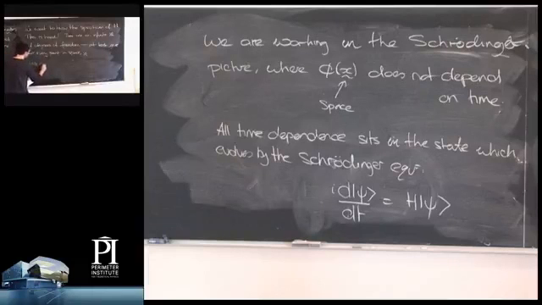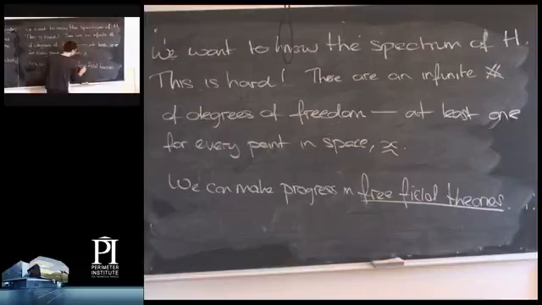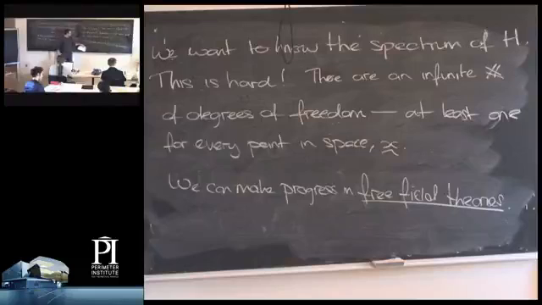Okay, so we can make progress in free field theories. If you want a quick and ready definition of a free field theory, it's a theory where if you look in the Lagrangian, the fields only appear quadratically. What that means is that if you look in the equation of motion, the fields only appear linearly. And as you all know, that means that if you've got one solution, you can add it to a second solution and get a third solution.